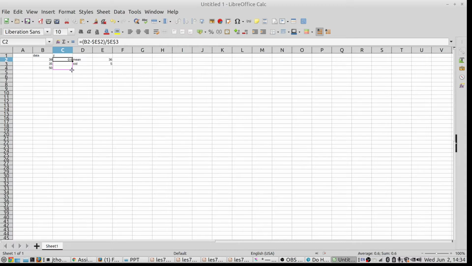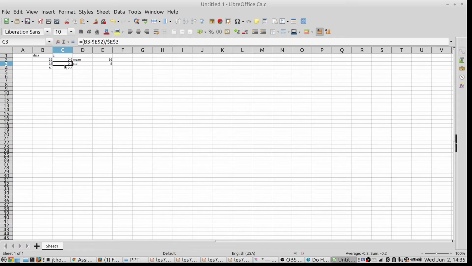And if I bring this down, that gives me the z-scores for all of the data. And notice how it updated. It changed the B but kept the E's the same because of the dollar signs. This is something I'll emphasize as we continue through.